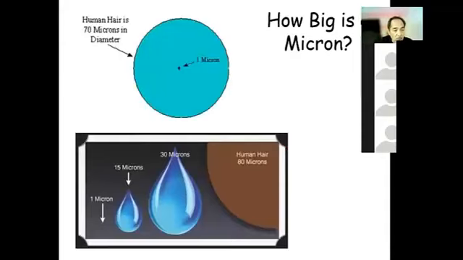This is what a micron looks like on a dot, and this is the diameter of a human hair. That's how small a micron is, okay? Again, this is a micron, a small dot here, and this is a very small drop of water, 15 microns. There's a little bit bigger drop of water, 30 microns, and this is a human hair that's 80 microns. So microns is really a small unit, okay? Very small, okay? And that ends our microscope.